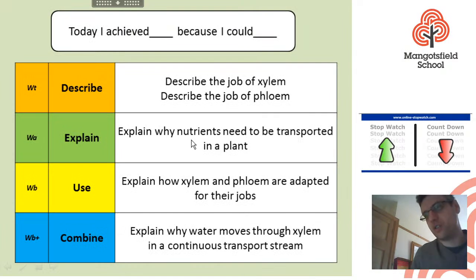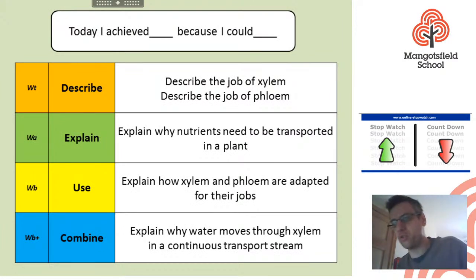Today I have achieved describe, because I can describe the job of xylem and phloem. Today I achieved explain, because I can explain why nutrients need to be transported in a plant. Today I achieved use, because I can explain how xylem and phloem are adapted for their jobs, what features they have to make them good at their jobs. And I can explain why water moves through xylem in a continuous transport stream, combining in the idea of water molecules.